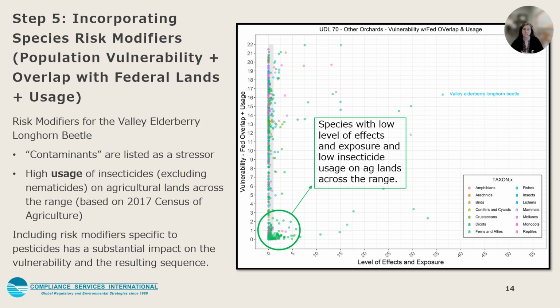And you can really see that here in this corner, where you have low level of effects and exposure on the x-axis and low vulnerability when you incorporate federal overlap and usage on the y-axis. Including risk modifiers specific to pesticides does have a substantial impact on the vulnerability in the resulting sequence.